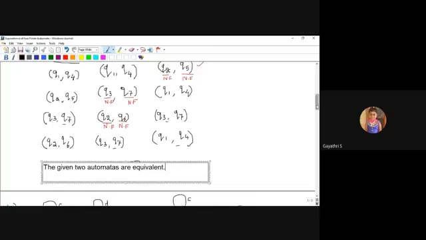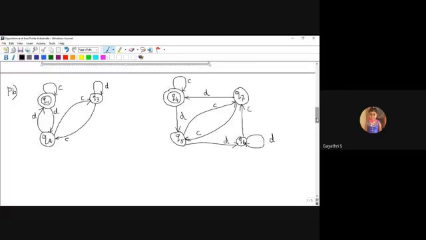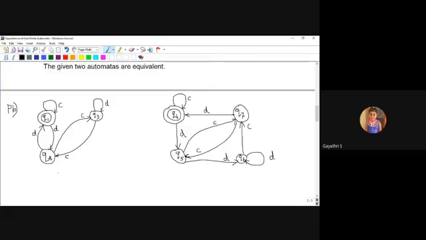Next problem. Here too, I'm going to check whether these two automata are equivalent or not. What is the basic condition number one? Both should have the same alphabet. Finite automata, first automaton: the alphabet is C, D. In this automaton also the alphabet is C, D. In the first automaton, the starting state Q1 also acts as the final state. In the second automaton too, the starting state Q4 is also the final state.